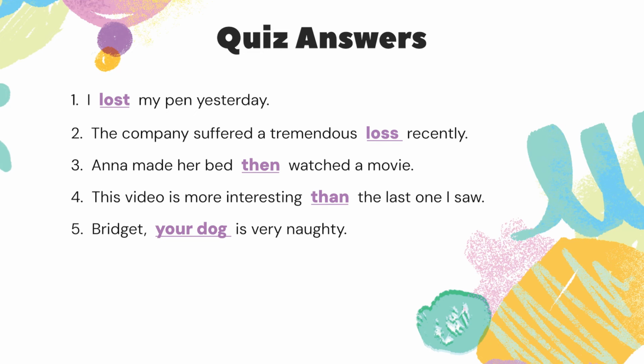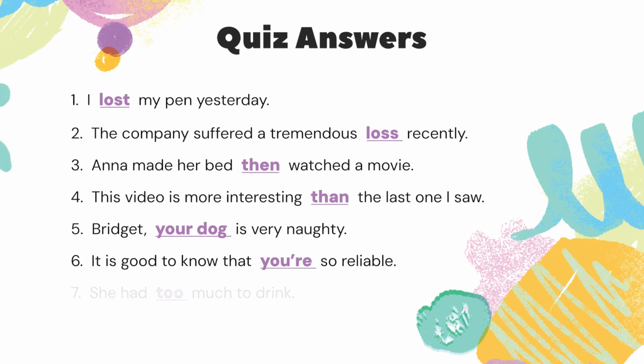5, Bridget, your dog is very naughty. YOUR would be the choice here because the dog belongs to Bridget. 6, it is good to know that you're so reliable. YOU apostrophe RE is good here because it means you are. So we're essentially saying it is good to know that you are so reliable.